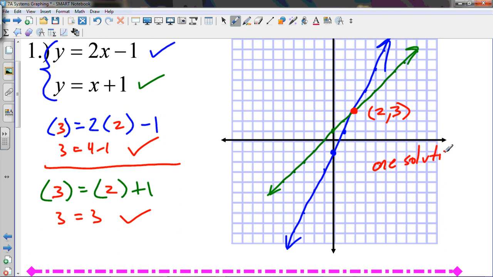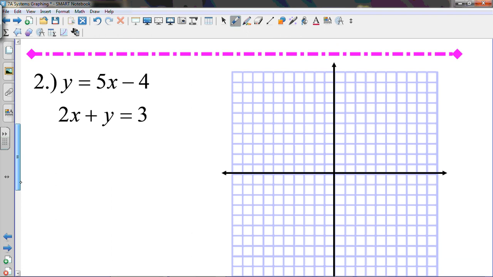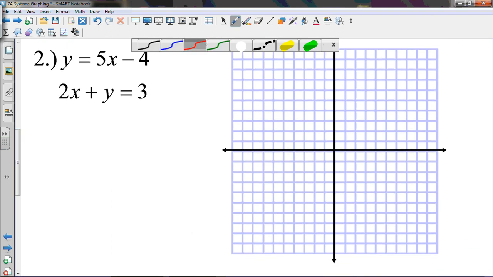Okay. All right, let's take a look at another example. I'm going to do these three here. So I'm just going to graph them out. The first one I'll do in red. So we're going to start at negative 4 and go up 5 over 1, up 5 over 1, and same down here. So draw this line through.